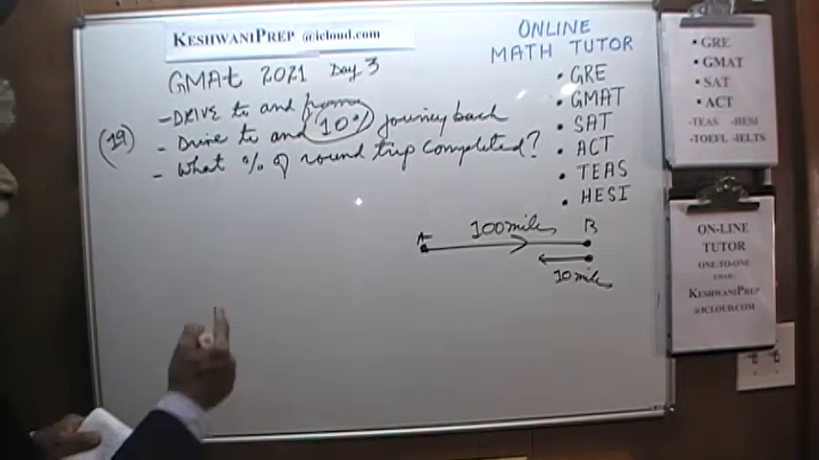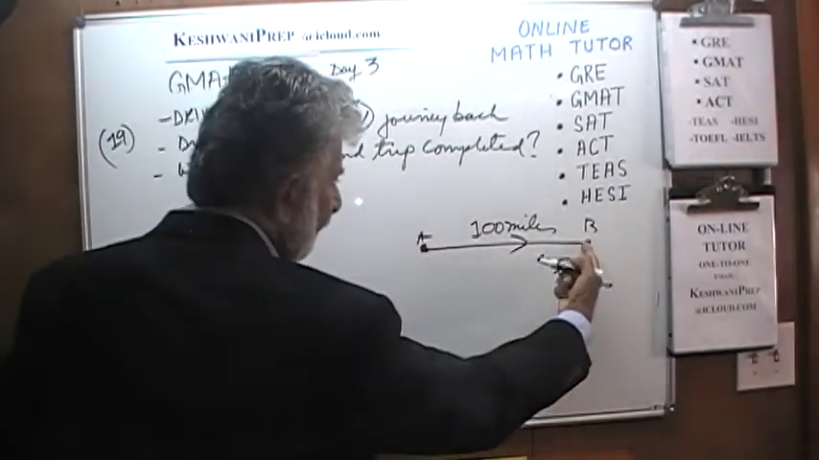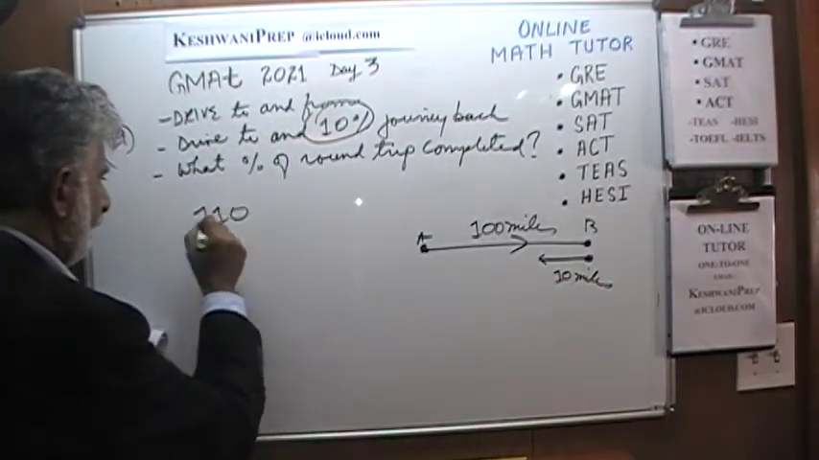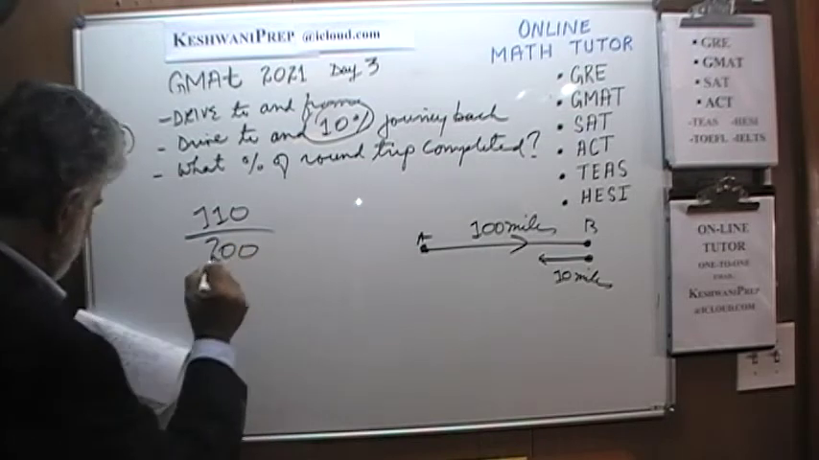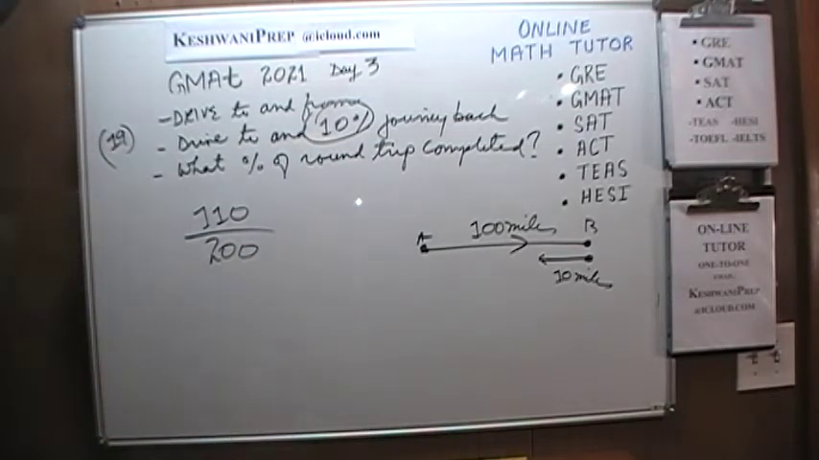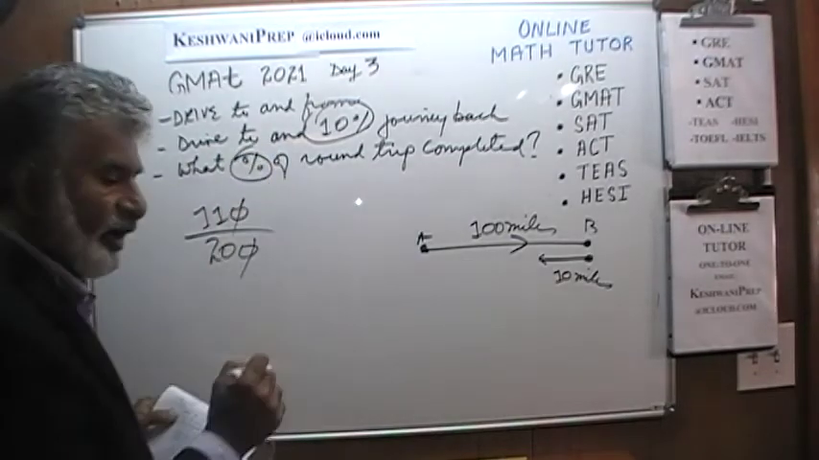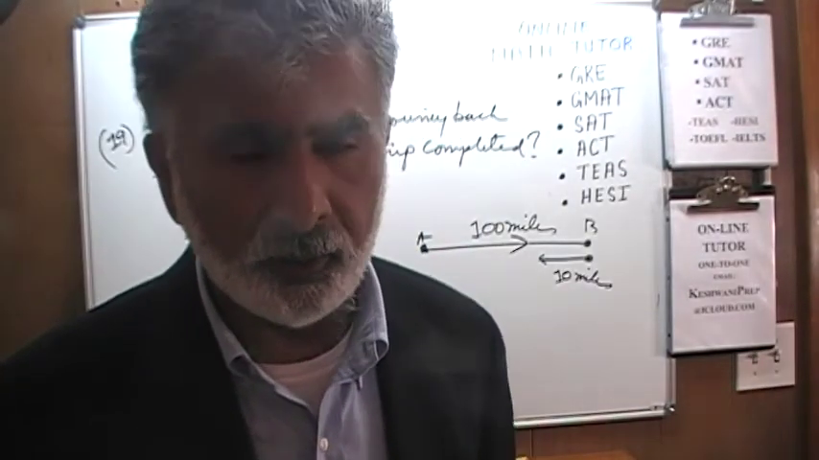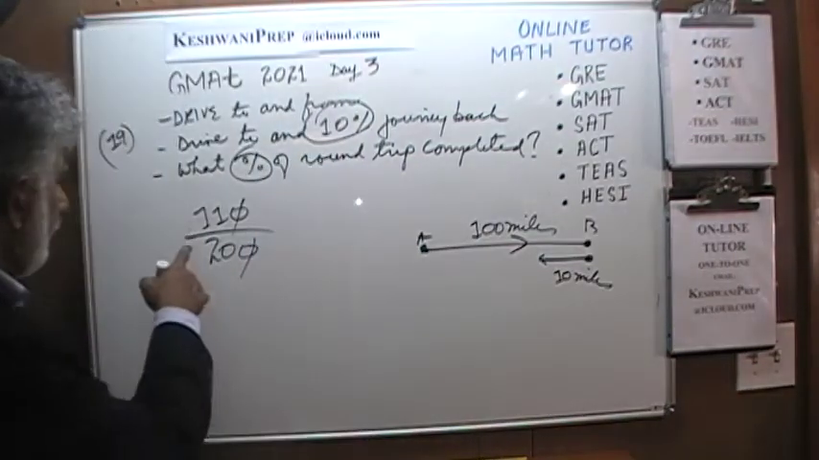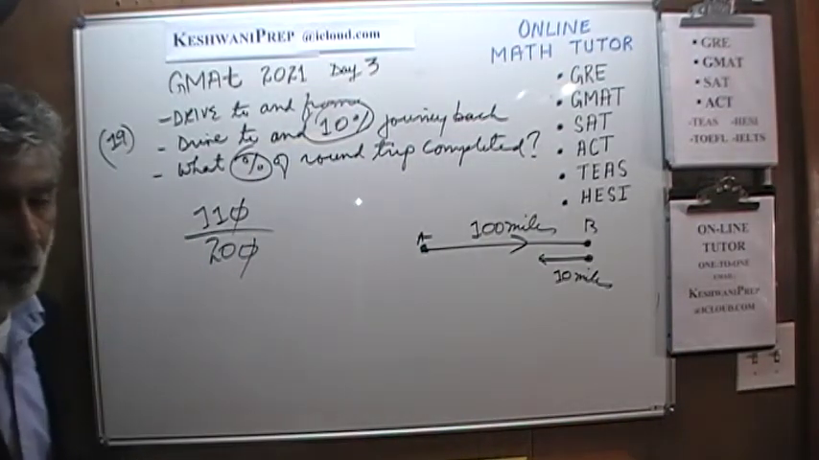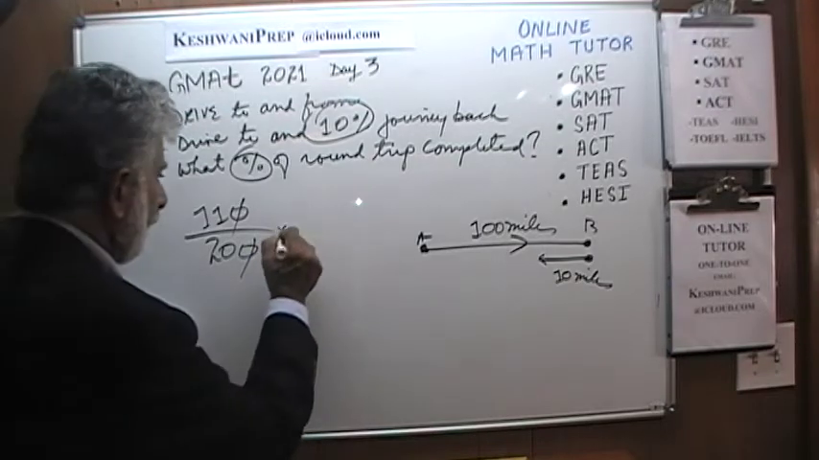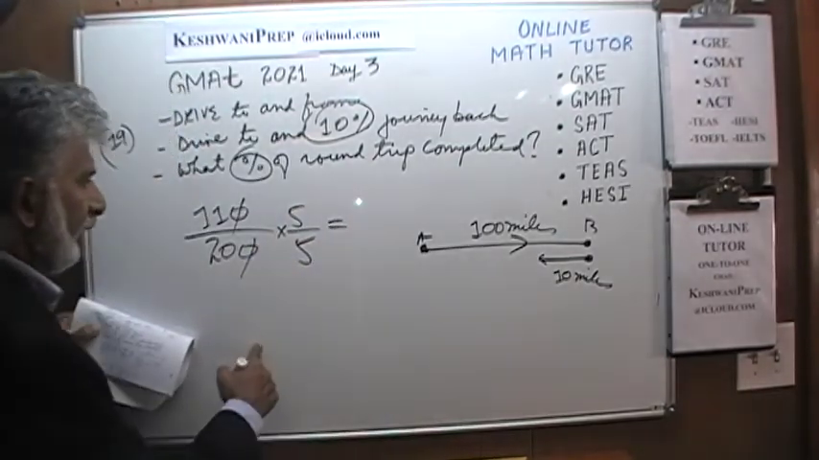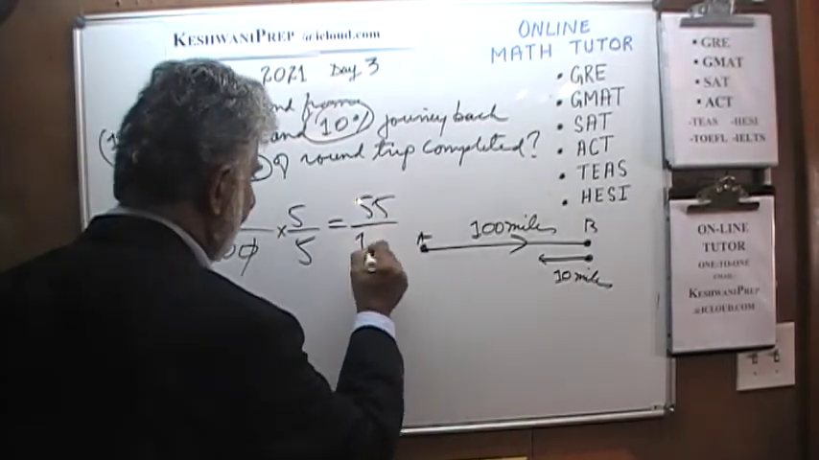So, what percentage of the round trip is completed? It's very simple. 100 miles this way, 10 miles this way is 110 miles out of a total of 200 miles. Let's divide top and bottom by 10. It becomes 11 over 20. Since they're asking what percentage, the word percent literally means per 100, out of 100. Right now we have 11 out of 20. We want the bottom number to be 100. Multiply top and bottom by 5. 11 times 5 is 55. 55 out of 100.